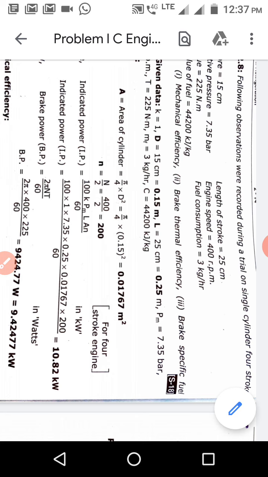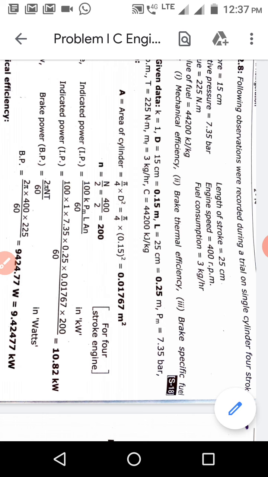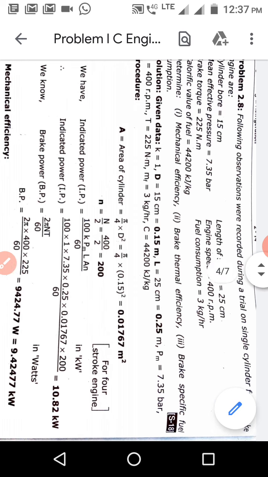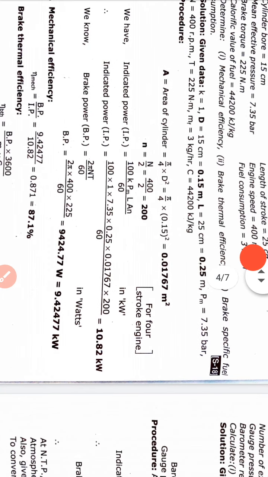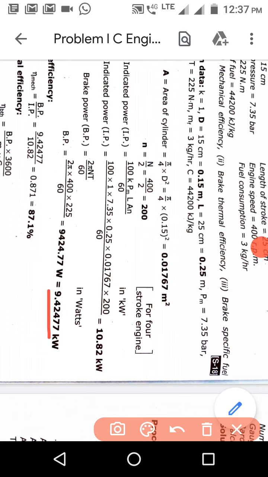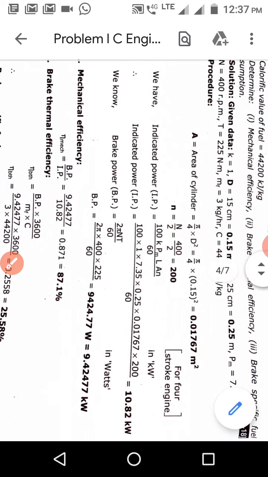So 2 pi into N, which is given as 400 revolutions per minute, and torque given in the problem is 225, divided by 60. So we have got the brake power equal to 9.42477 kilowatt. So we got this.